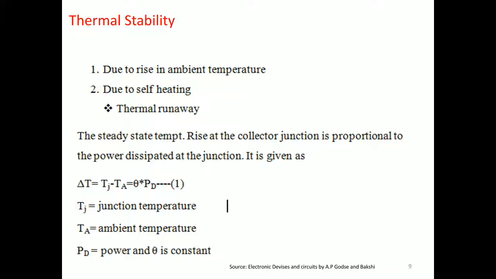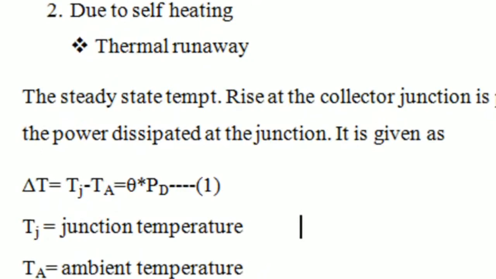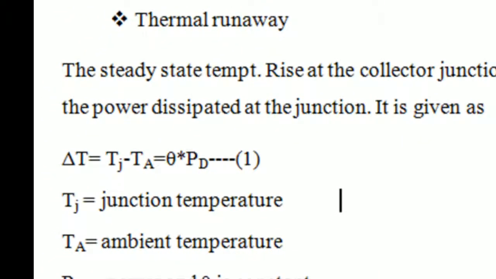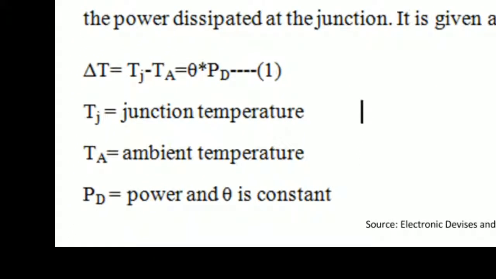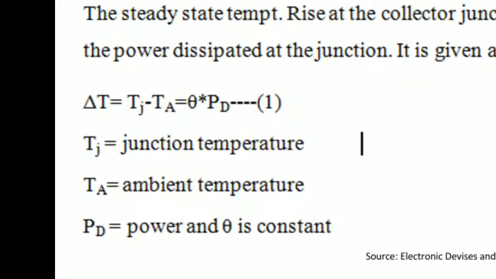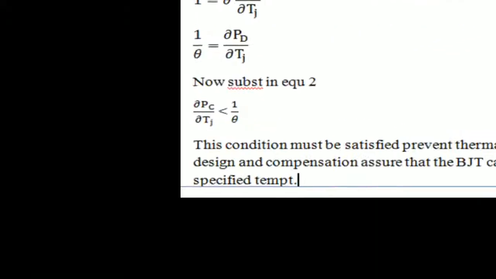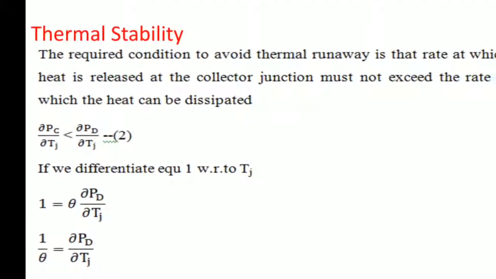The steady state temperature rise at the collector junction is proportional to the power dissipated at the junction. So ΔT = Tj − Ta = θ·Pd, where Tj and Ta are the junction temperature and ambient temperature, Pd is the power, and θ is a constant. So we have to find the condition for stability.